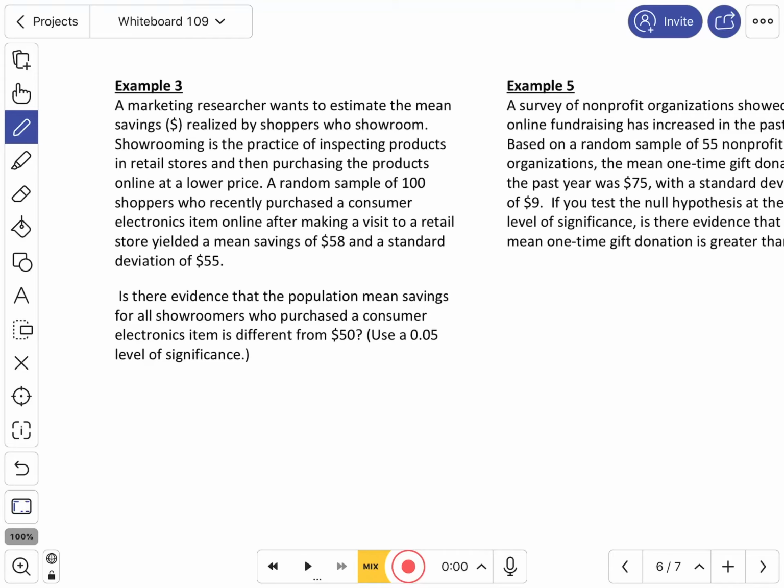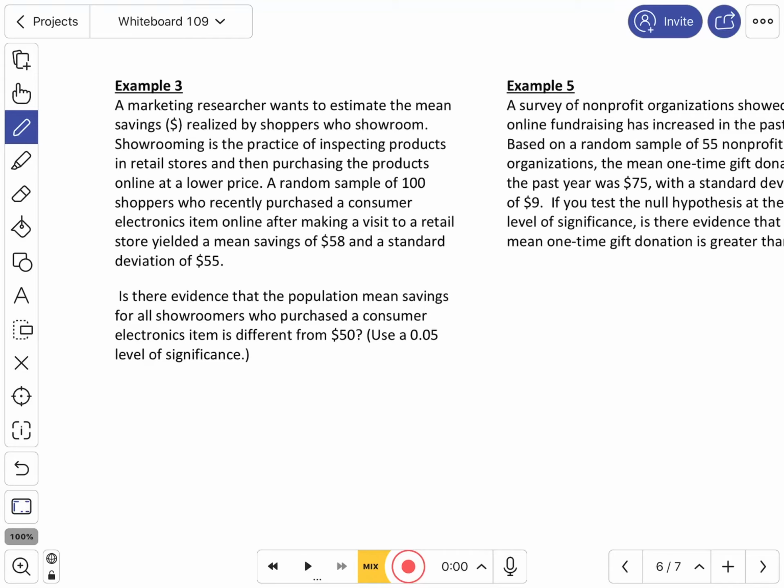How to take on a two-tailed t-test. In example 3, it says a marketing researcher wants to estimate the mean savings realized by shoppers who showroom. Showrooming is the practice of inspecting products in retail stores and then purchasing the products online at a lower price.